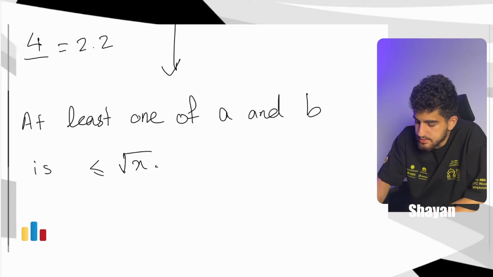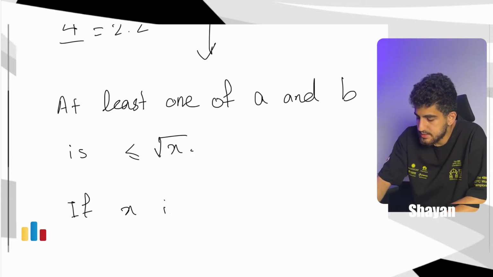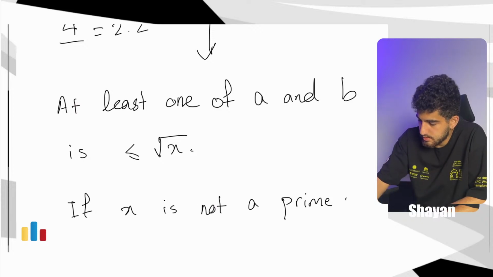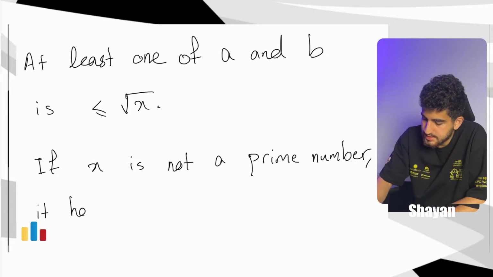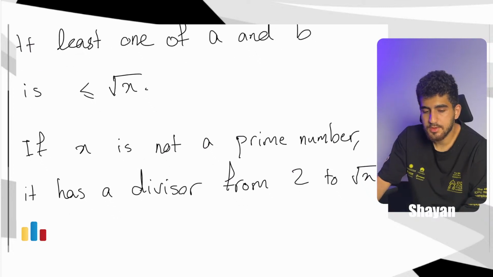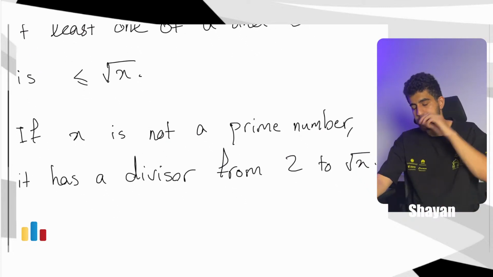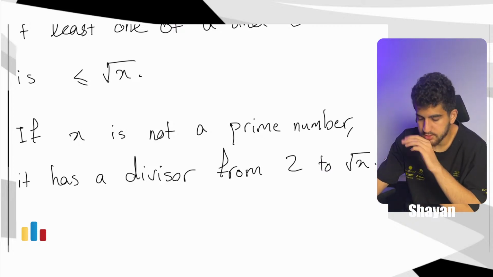Therefore, if x is not a prime number, it has a divisor from 2 to the square root of x. This time our for loop is to the square root of x, not to x minus 1, right?